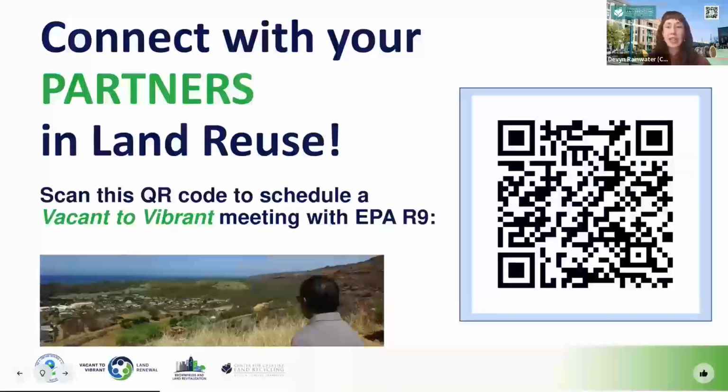So here is how you can connect with us. You can scan this QR code to get a direct link to a spot on EPA's calendar. This is an awesome resource. You can schedule a meeting to talk about your community's goals, issues, or priorities. And CCLR will also be there throughout the process to support you in building the connection and getting to solutions. I'll also put this information in the chat throughout the webinar so that you have access to this.